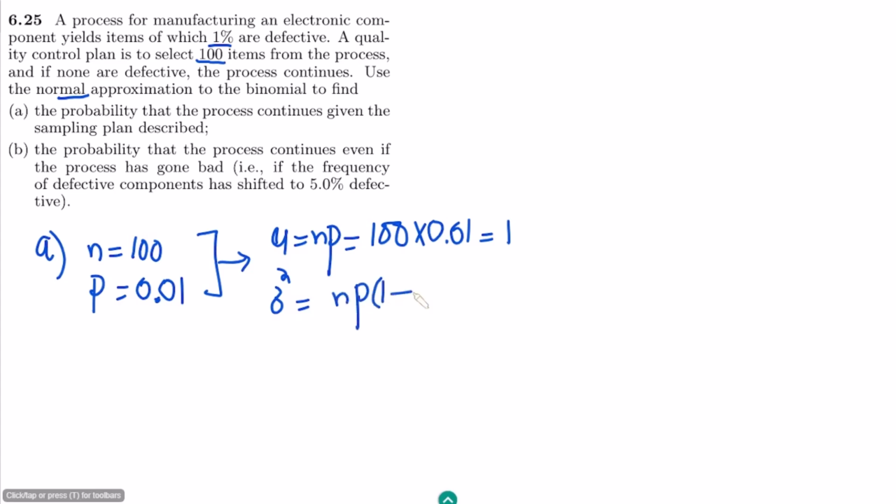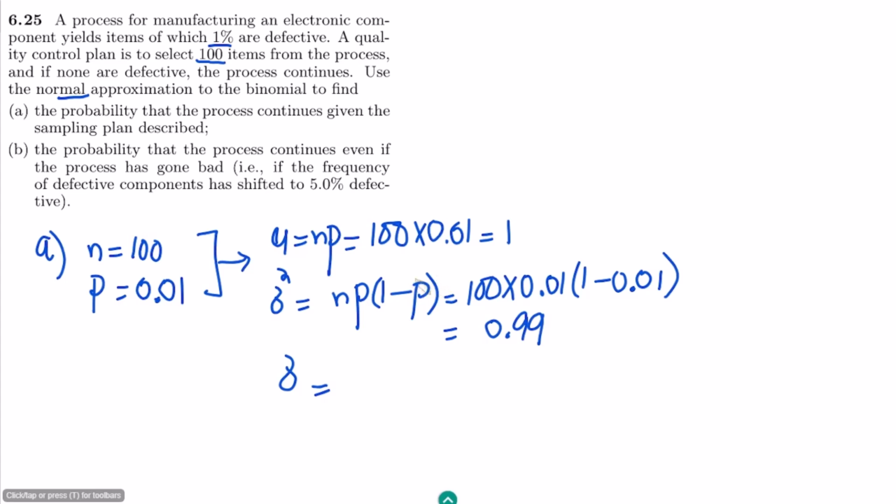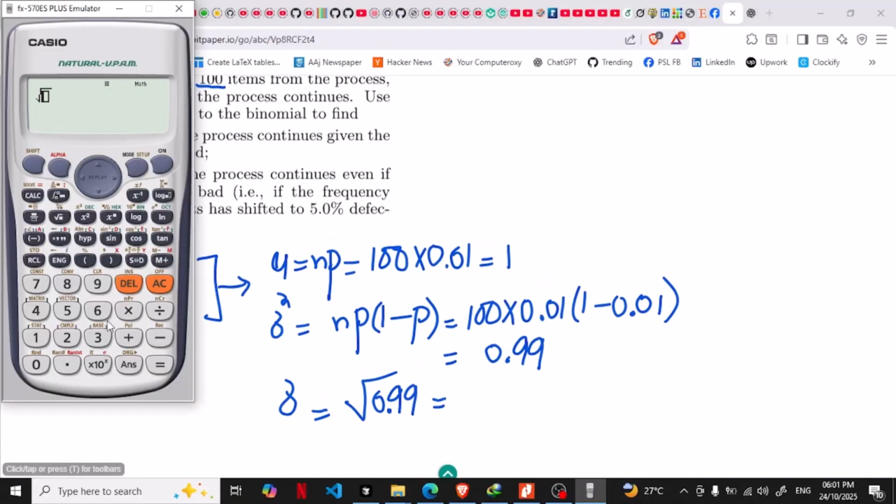The variance is sigma squared equal to np(1 minus p). Putting in the values, we get 100 multiplied by 0.01 multiplied by 1 minus 0.01, which gives 0.99. The standard deviation is the square root of 0.99. Let me calculate it: the square root of 0.99 is 0.995.